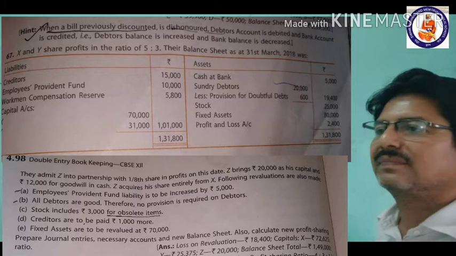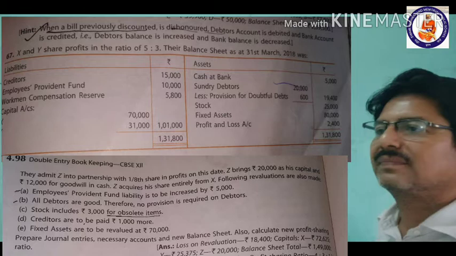First, liability side: creditors were 15,000, employee provident fund, that is called EPF, that is 10,000. Workmen compensation reserve is 5,800. Capital is given here. X's capital is 70,000, Y's capital is 31,000, total capital 1,01,000, and the total of liability side is 1,31,800.